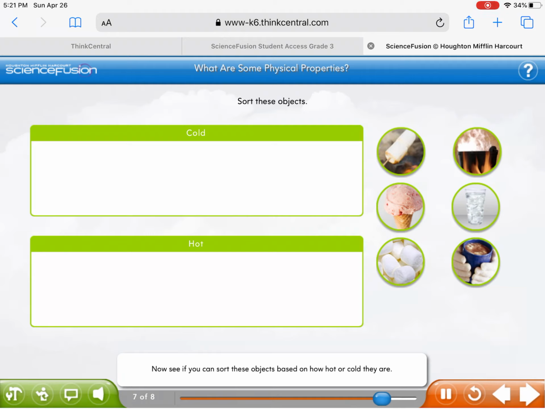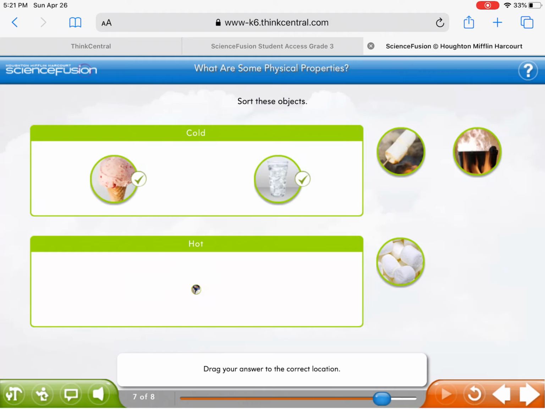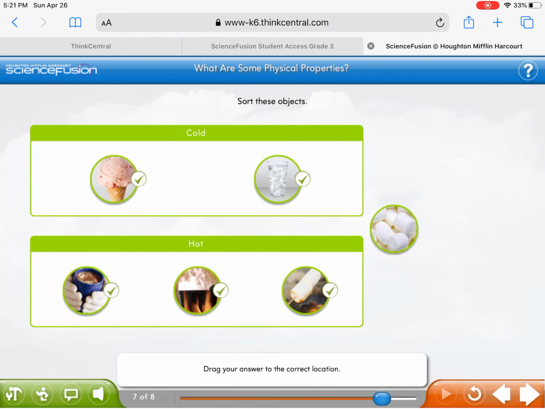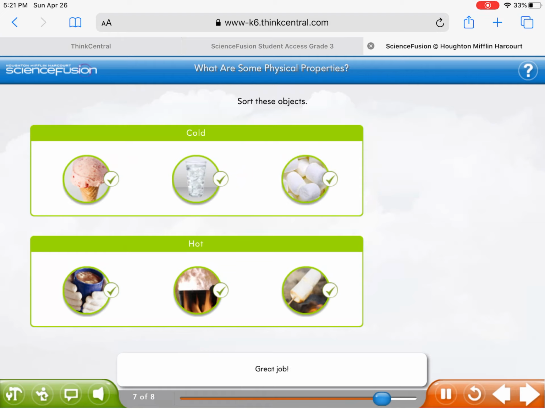Now, see if you can sort these objects based on how hot or cold they are. Drag your answer to the correct location. So I'll do the easy ones first. Ice cream we know is cold, water's cold, hot chocolate's hot, soup's hot. And then these marshmallows are on fire, so they are hot. And these are cold. Great job! You used clues in the pictures to know which things are hot and which are cold.